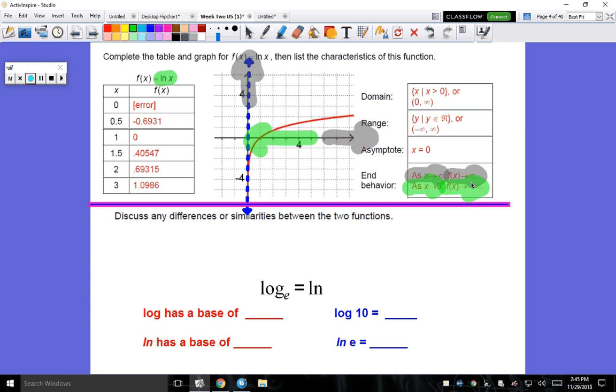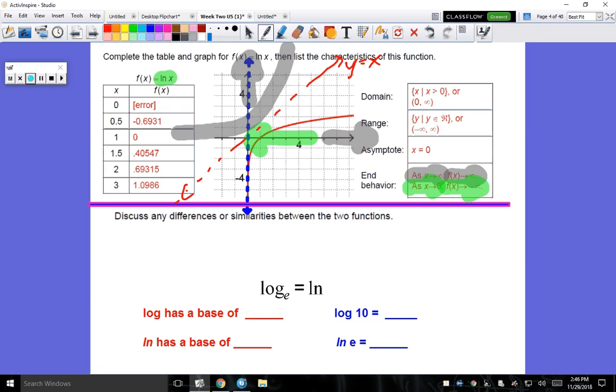If I were to draw these two graphs on the same graph, e to the x would look like this. What relationship do you see already? It reflects across y equals x. So this isn't a vertical reflection across the x-axis. It's not a horizontal reflection across the y-axis. It's a diagonal reflection.